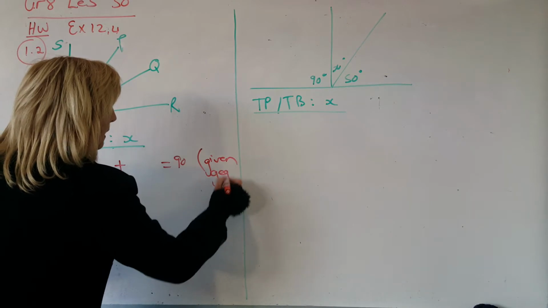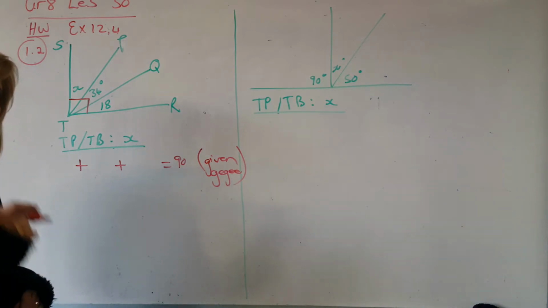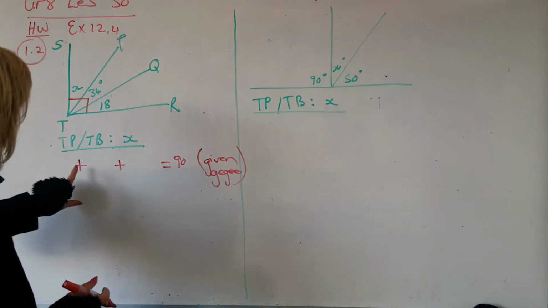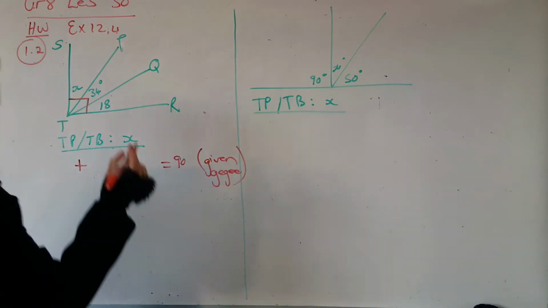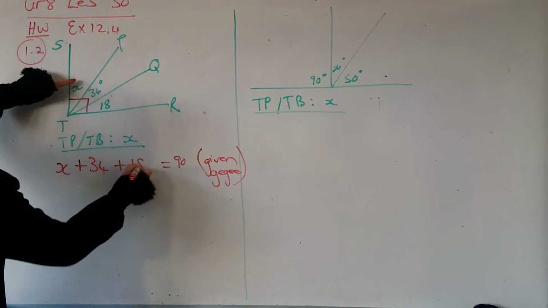Given, gegee is jou rede. Alles in meetkunde moet 'n rede hê. Everything in geometry has to have a reason. One of the reasons is, it was given. Why is all of them together 90? Want dit was gegee. So nou skryf ons die x en die 34 en die 18.